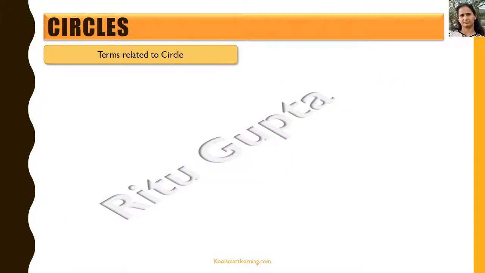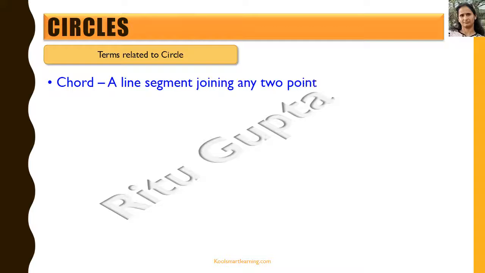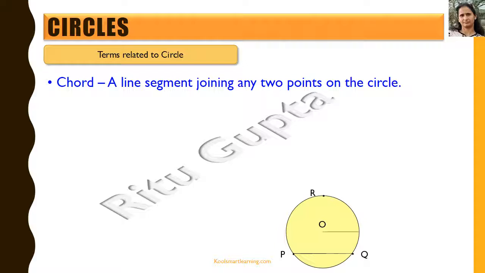Now let's move to the other terms related to the circle. We've just talked about the center and the radius. Let's talk about other terms related to the circle. The first is chord. What is a chord? A chord is a line segment joining any 2 points on the circle.